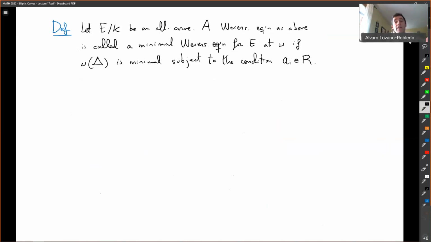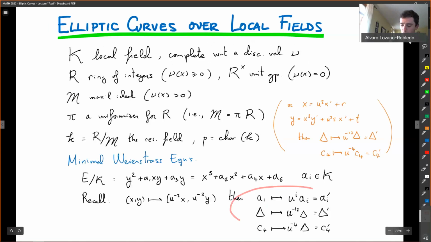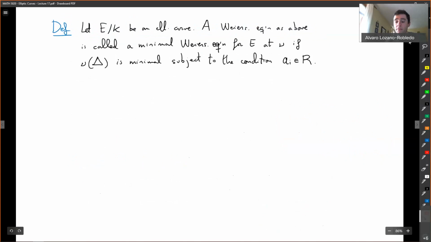Okay, first of all, if I have a Weierstrass model and there are denominators, I can always change variables with one of the basic ones here. With this, if there are denominators, I can take u to be the least common multiple of all denominators, and then this is going to take care of all the denominators. I'm going to have a model that has integer coefficients, and then amongst all those, I want the one with the discriminant being of lowest valuation at nu.